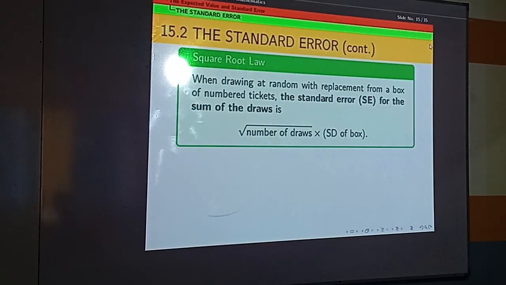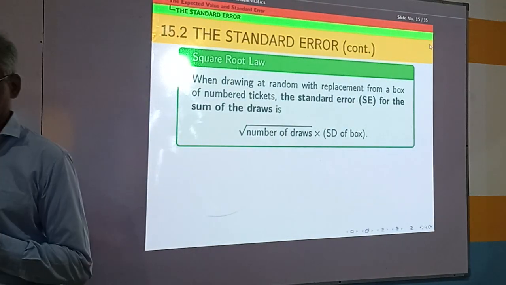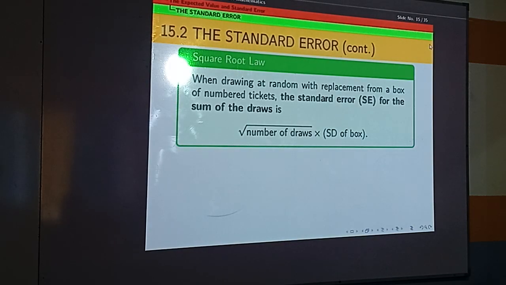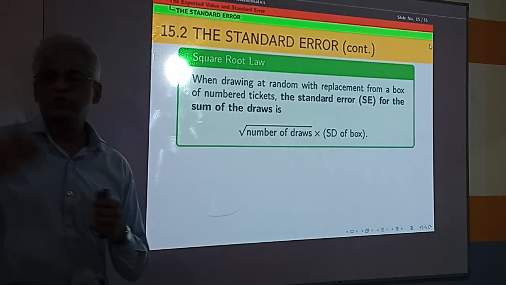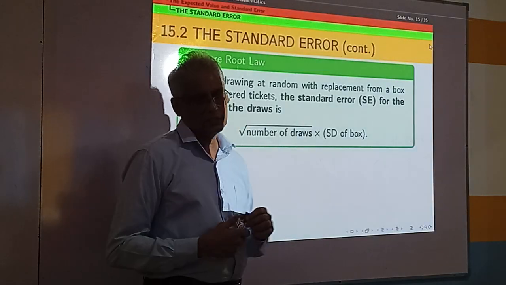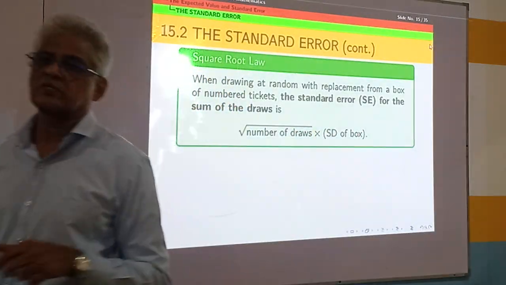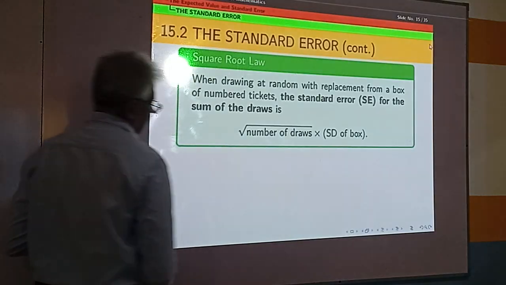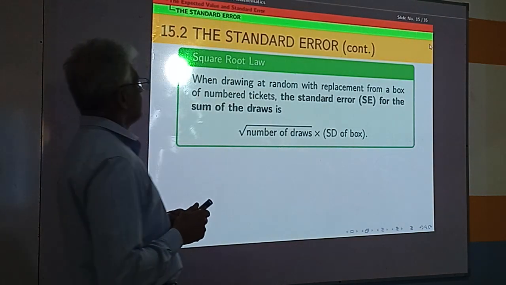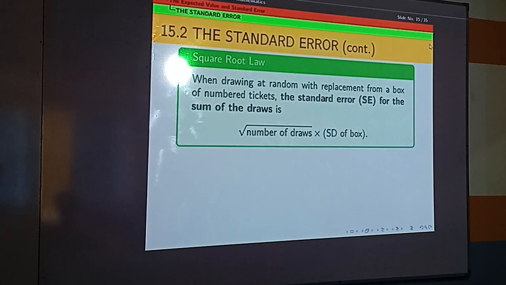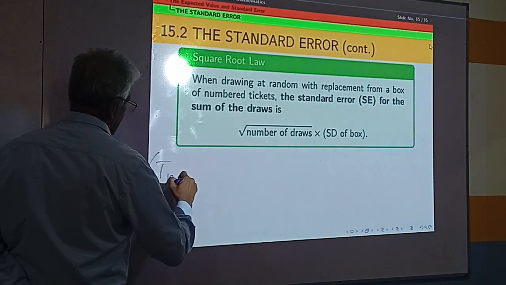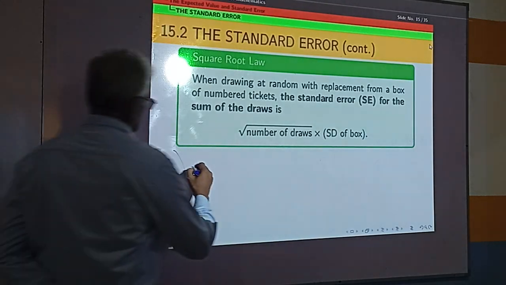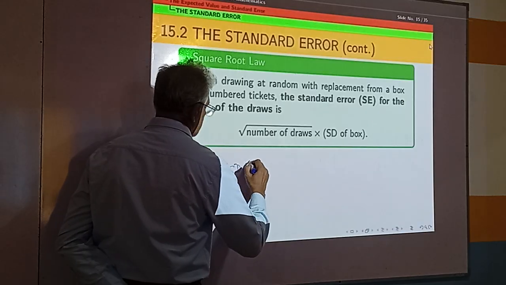Here they have directly given you the formula to calculate the standard error. For the expected total, it's n times the mean of the box. But the standard error for the total Tn is equal to the square root of n times the standard deviation of the numbers in the box. We can derive it, but in this class there's no derivation, just remember that. So that is the standard error of the sum of the draws. Standard error of Tn is equal to the square root of n times the standard deviation of the box.